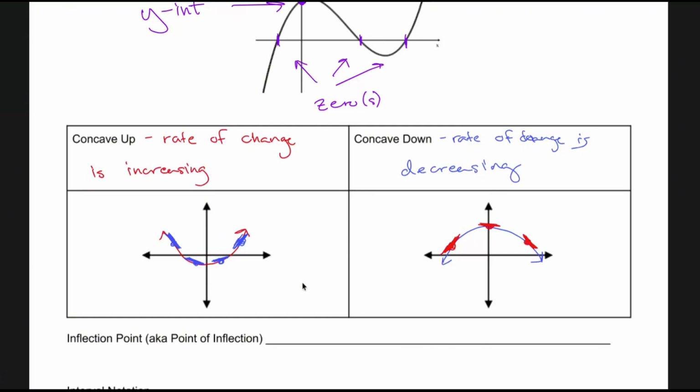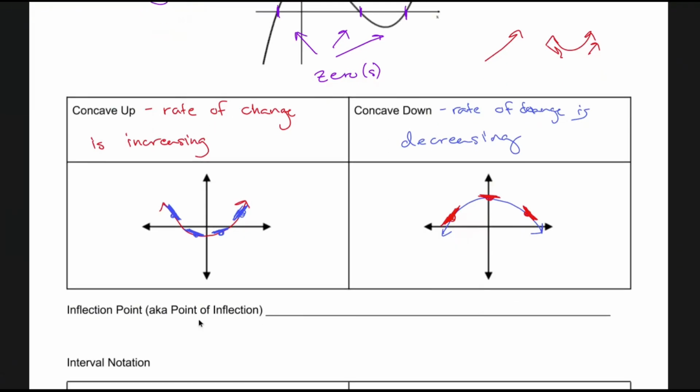So there's a huge difference between an increasing function versus an increasing rate of change. Okay, this is an increasing function. This is an increasing rate of change. My increasing rate of change is actually decreasing and then increasing. So there's a huge difference between the two. Make sure you understand that.